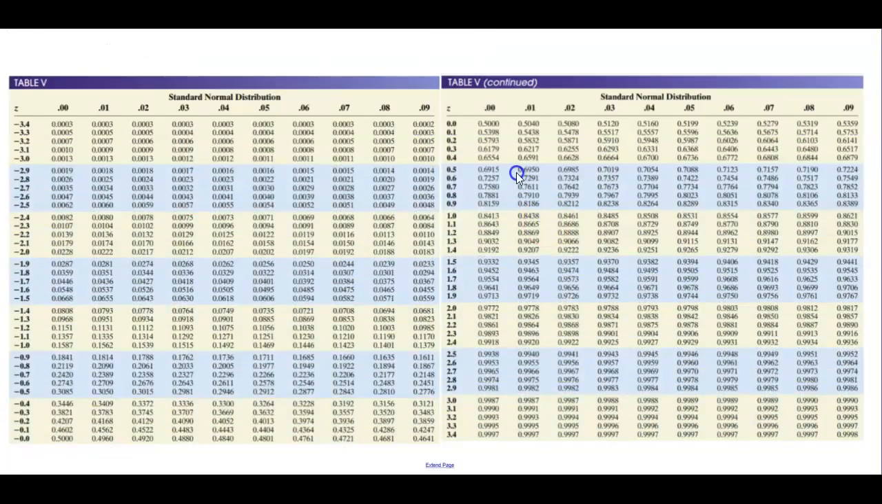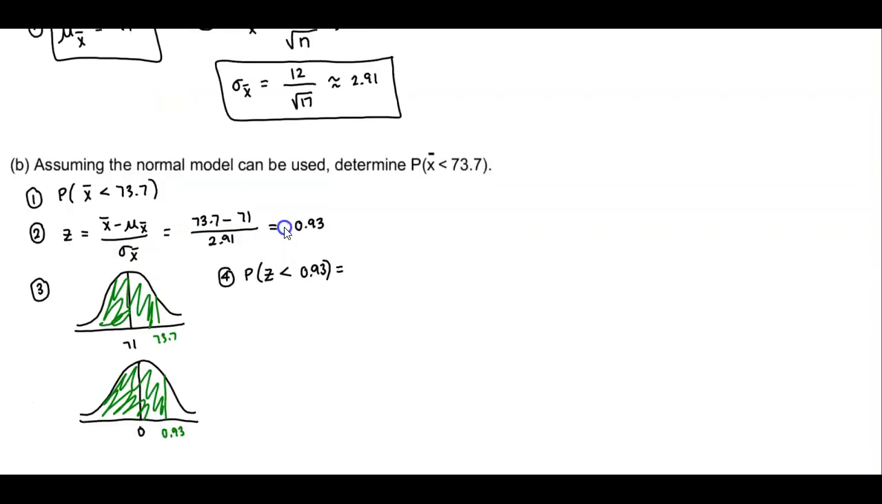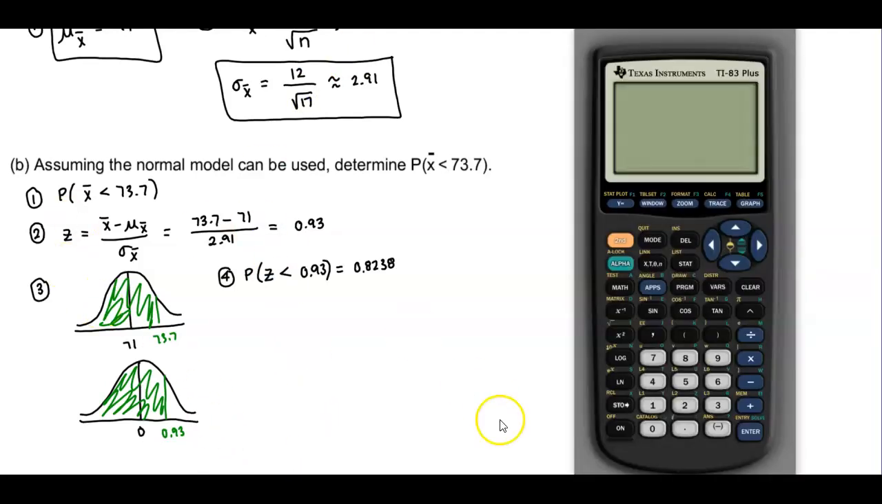If we look at 0.93, there's 0.9 and there's 0.03. So we get a probability of 0.8238. So the answer is 0.8238.